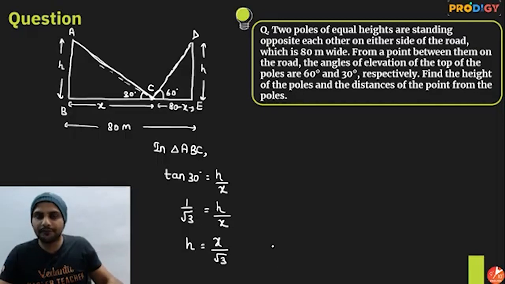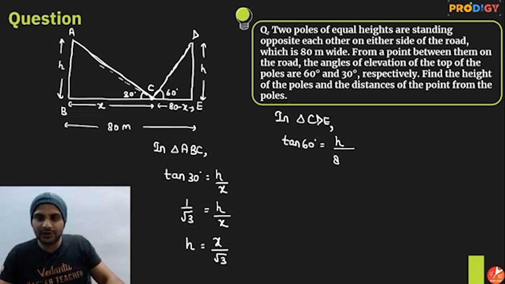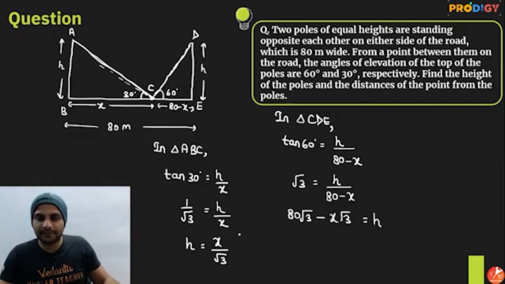Similarly, in triangle CDE, we can say tan of 60 degrees will be equal to h upon 80 minus x, and here tan 60 is root 3, so root 3 is equal to h upon 80 minus x. Shift it over there. So 80 root 3 minus x root 3 is equal to h. Now replace h as x root 3. So 80 root 3 minus x root 3, h can be written as x root 3.